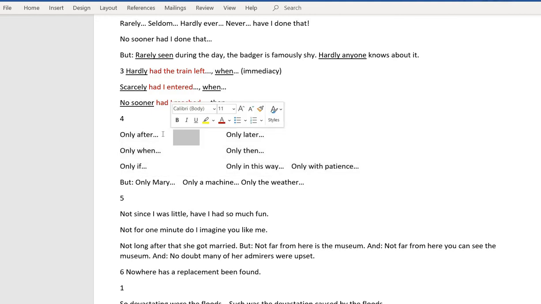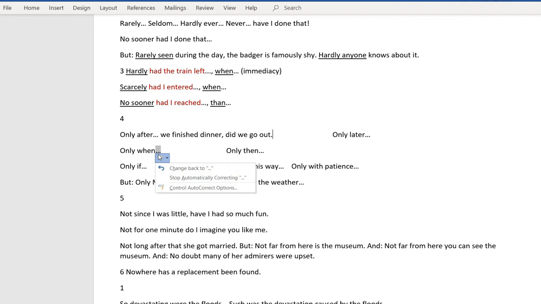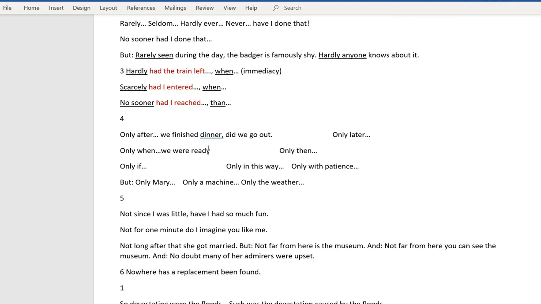So "Only after we finished dinner did we," I don't know, go out, right? "Only when we had finished dinner, we won't go out." Sorry, only when, I didn't use inversion, right? "Only when we were ready did we go out."